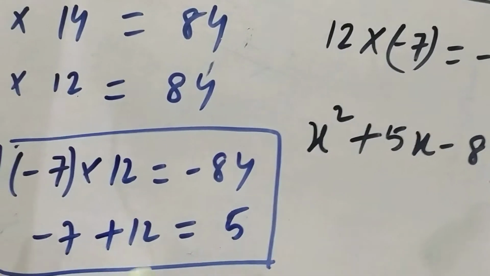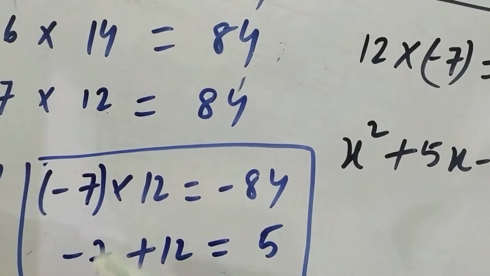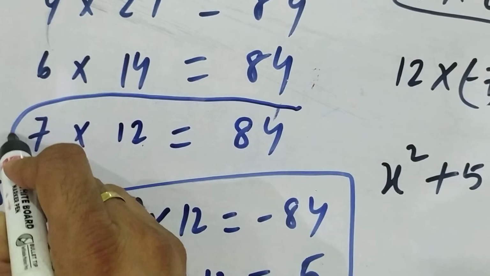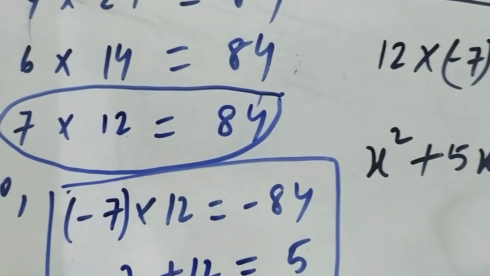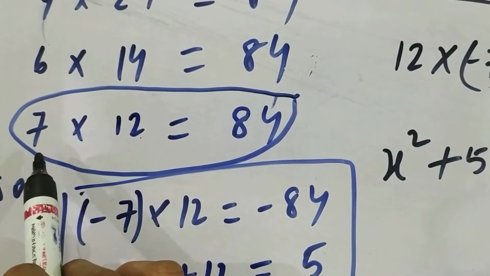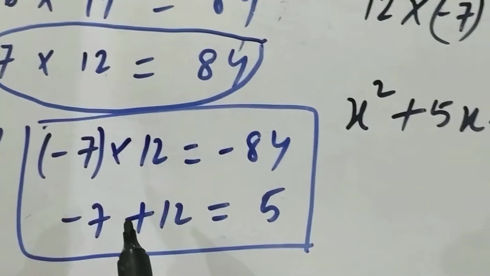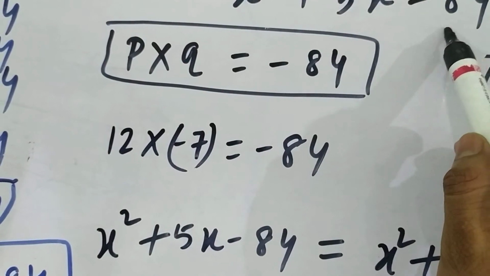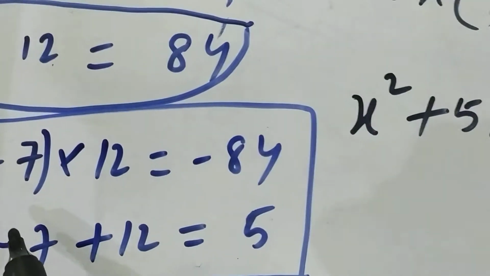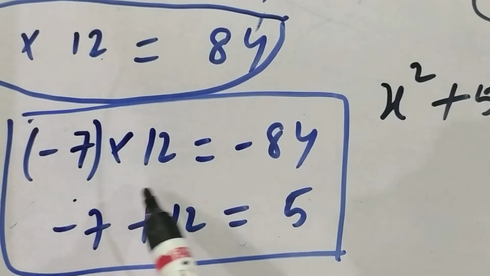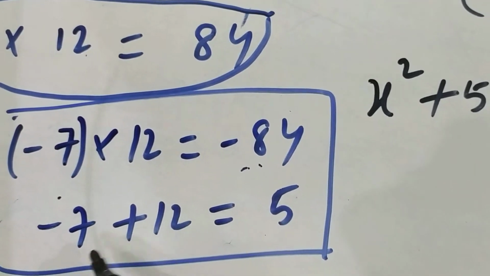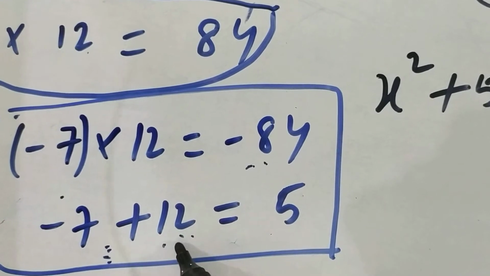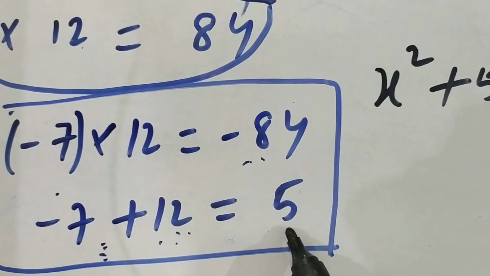So see here, we need this. These are the possible two factors. If we are going to add these, we give the sign like this. We have minus 84 now. If you write minus 7 into 12, it becomes minus 84. And if you add these two numbers, minus 7 plus 12, it is 5.